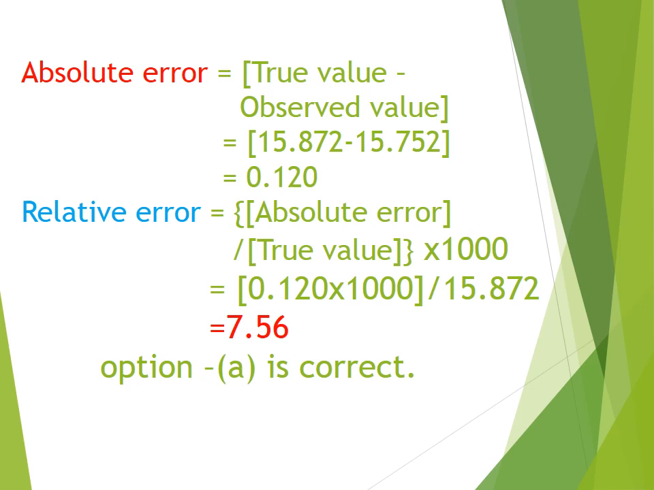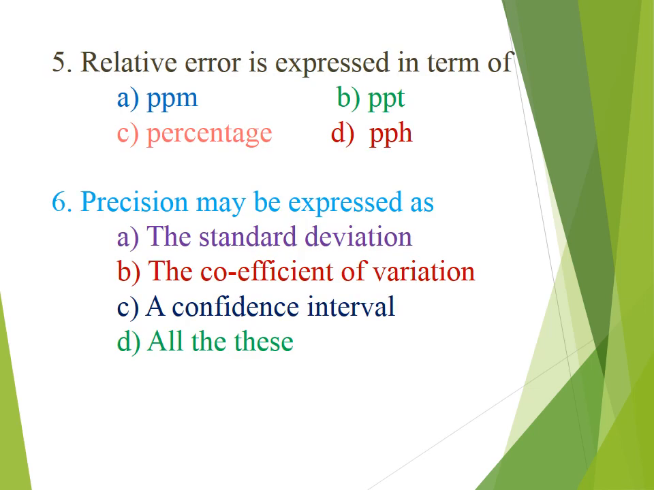The relative error is equal to absolute error divided by true value into 1000. You substitute the absolute error and the true value in the above equation, you will get the relative error. This will be equal to 7.56. The option A is correct. The relative error is expressed in terms of A. ppm, B. ppt, C. percentage, D. pph. It is expressed in terms of parts per thousand. Therefore, the option B is correct.